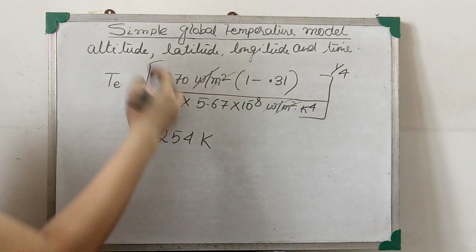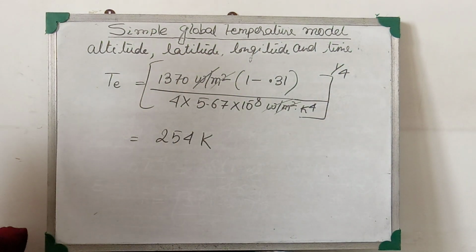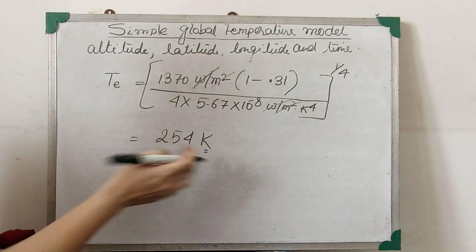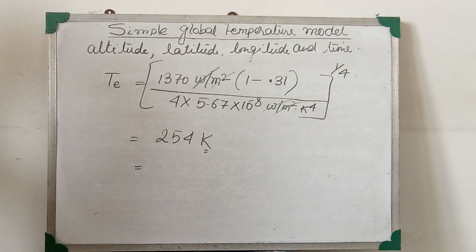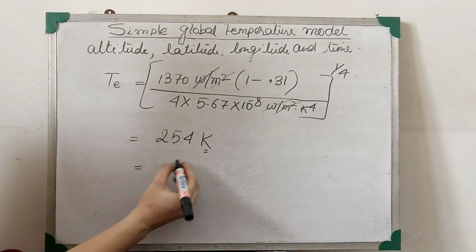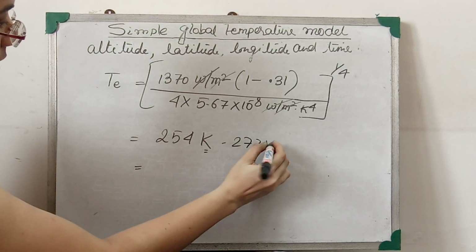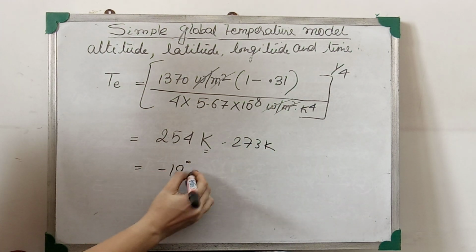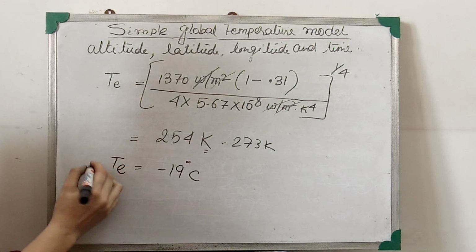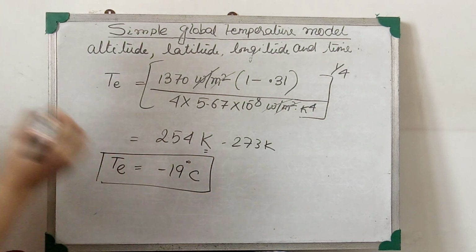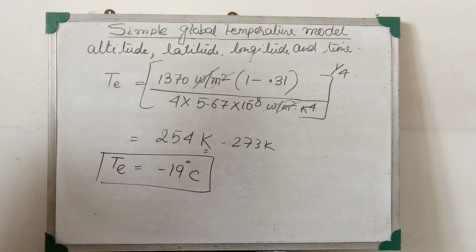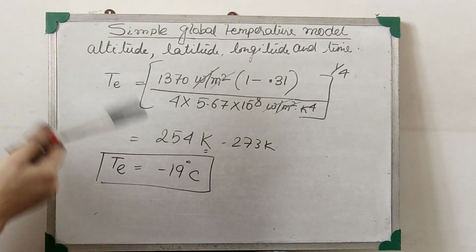Here watt per meter square will cancel out, K to the power 4 and we have the root of 1 by 4, so we will get only Kelvin. And we can convert it into centigrade by subtracting 273 from the Kelvin quantity. It will give you minus 19 degrees centigrade. So this is the temperature of the Earth's black body, which is minus 19 degrees centigrade according to the simple global temperature model.